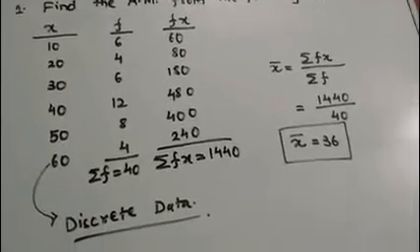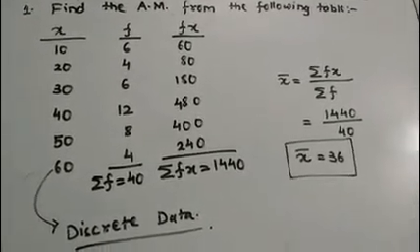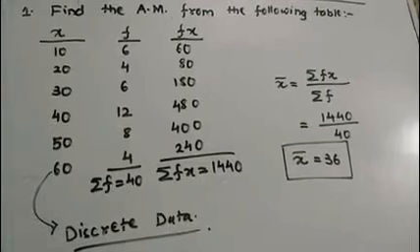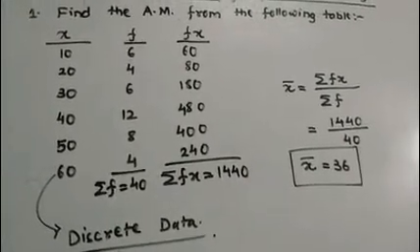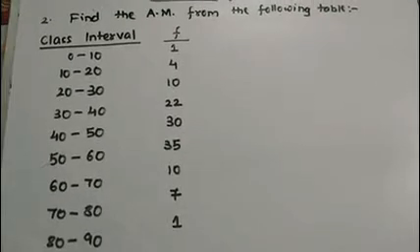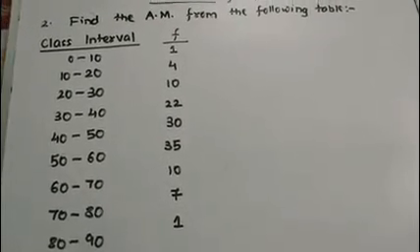Okay, so now in the next question we will define another form of data and we will find the arithmetic mean for that particular question. So now question number 2. Find the arithmetic mean from the table of class intervals.